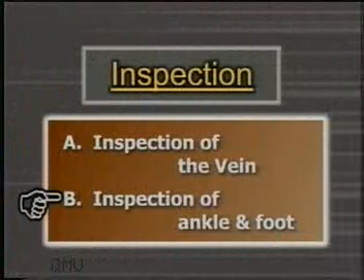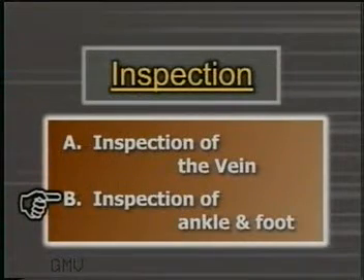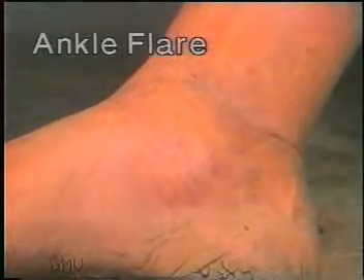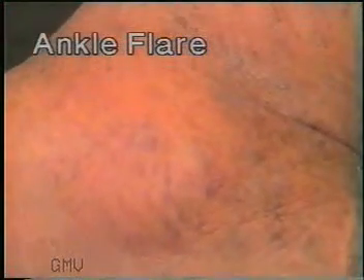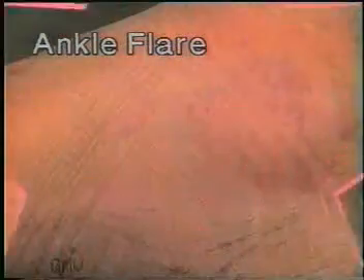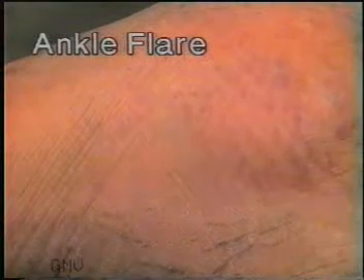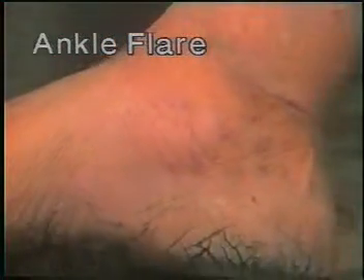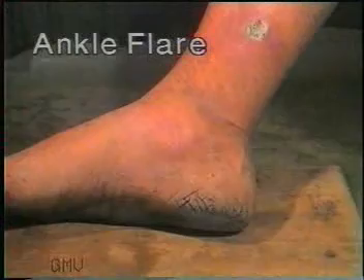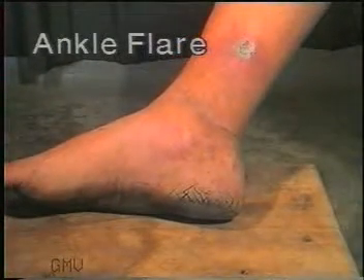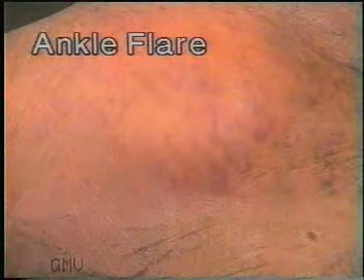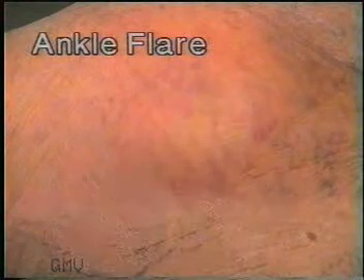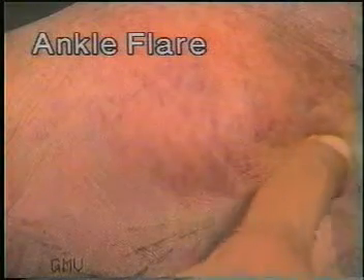Now we will inspect the ankle and the foot. Inspect the medial aspect of the ankle for ankle flare or the venous flare. It is a diffuse soft swelling or fullness with small subcutaneous dilated venules around the ankle, usually filling the hollow between the medial malleolus and the heel. Note the tiny subcutaneous dilated venules. Ankle flare is seen in association with incompetency of ankle perforators.